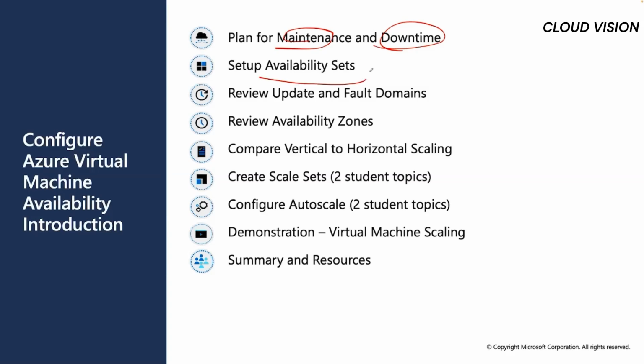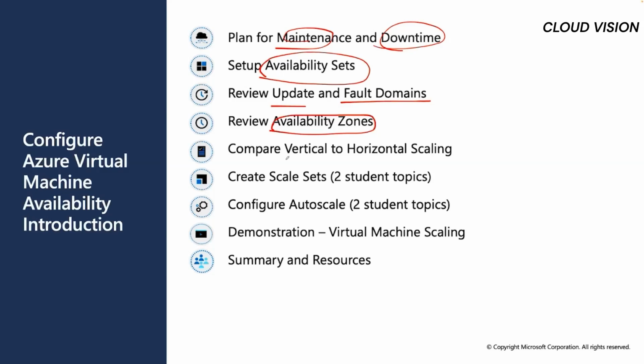One option is to create an availability set. We can then step up and add update and fault domains, so UD and FD. If you want to go further, you can add availability zones, and availability zones will increase your SLA. We will see on the next slides how much difference this makes.